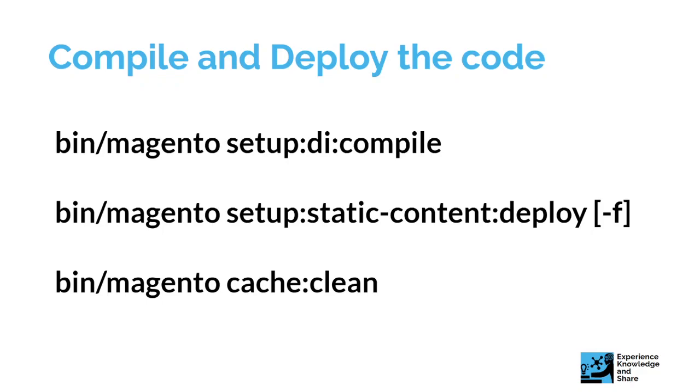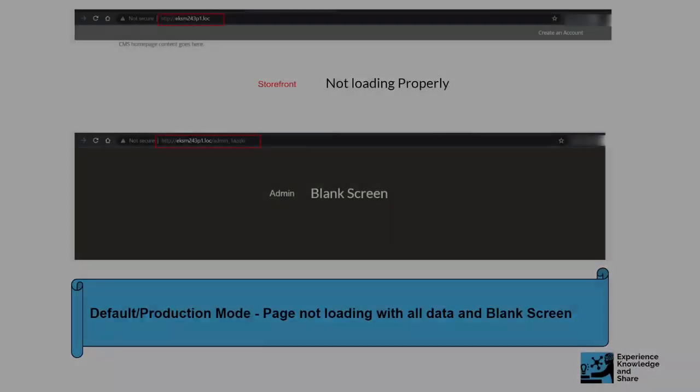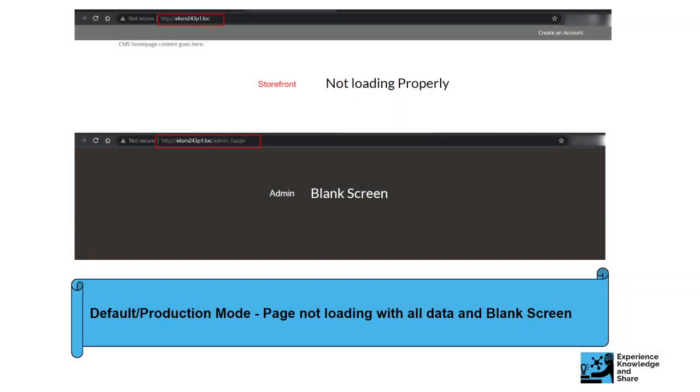If we are in default or developer mode, please use -f at last to forcefully do the deploy and clean the cache. Once that is done, we go to the storefront or the admin panel with the respective URLs and reload that page, and we will get this kind of screen. If we are in default mode or the production mode, we are getting something like this screen.